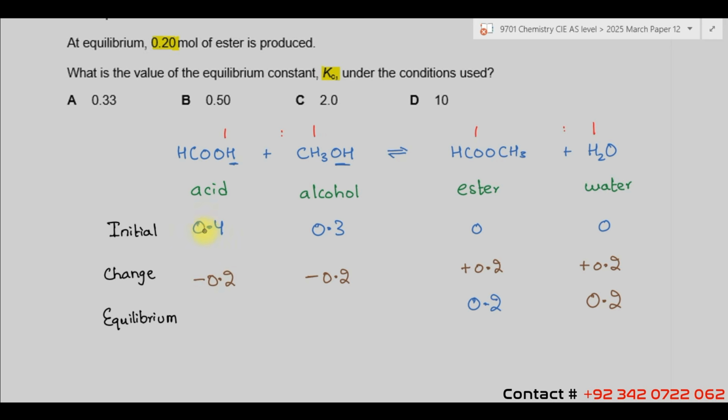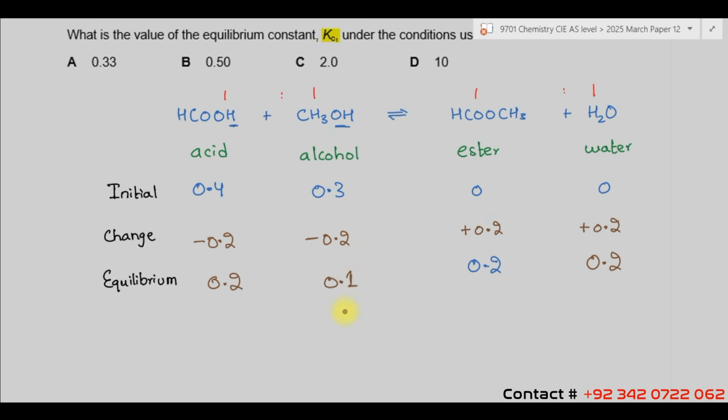Let's find out the equilibrium moles. So 0.4 minus 0.2, 0.2 is left. 0.3 minus 0.2, 0.1 is left. All of them are moles and this is the same reaction in the same container. So number of moles and concentration is the same thing.